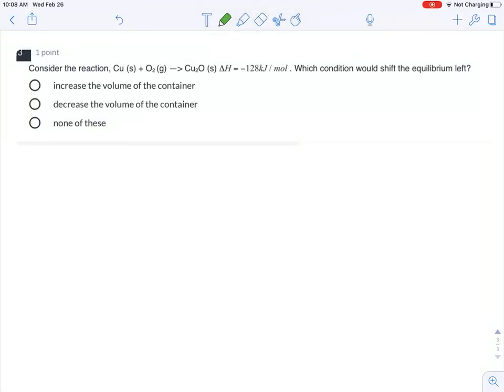Okay, this question is a reaction between copper and oxygen to produce a solid, and we're given the heat of reaction. And this is definitely asking about equilibrium, okay? And we want to know which of these conditions will shift the equilibrium left, okay? And we're going to increase the volume or decrease the volume. So let's increase the volume and see what happens, okay?